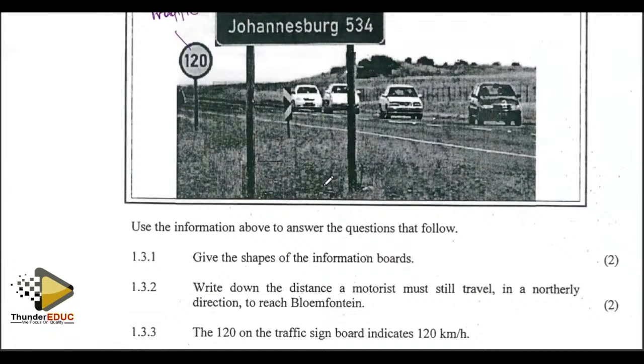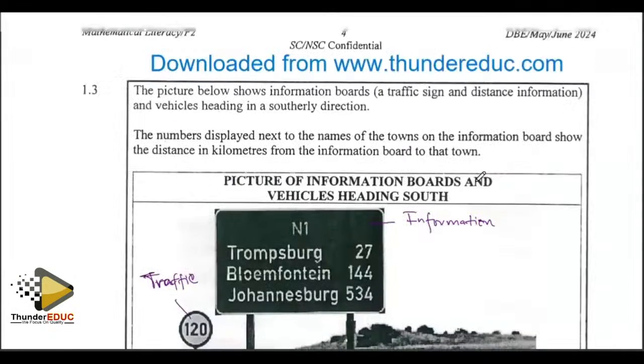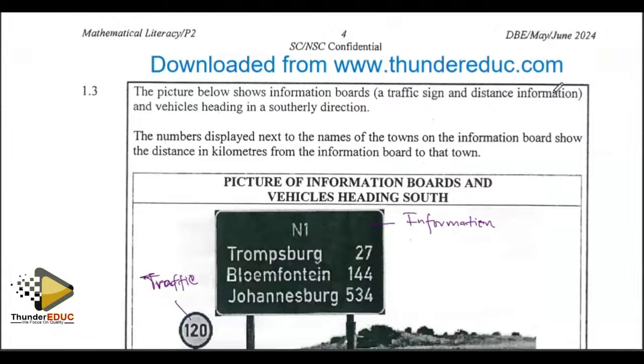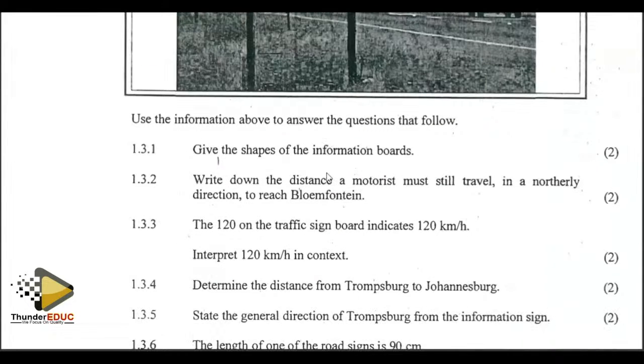Give the shapes of the information boards. They're saying traffic sign and the distance information. Now they're telling us the information board shows the distance in kilometers. So the information board, it's what? It's a rectangle. They're telling you, write down the distance a motorist must still travel in northerly direction to reach Bloemfontein.